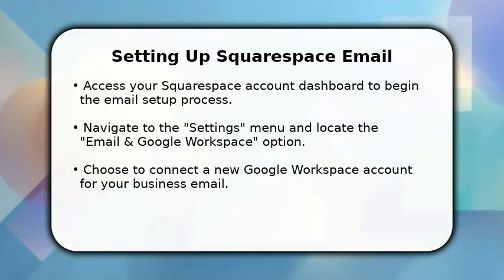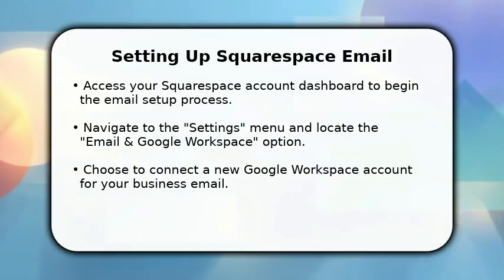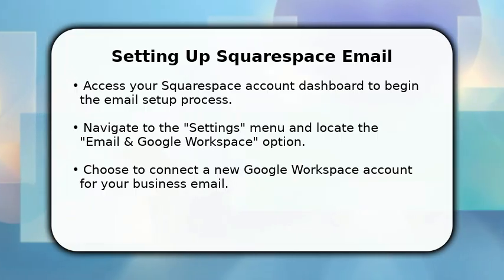In this video, I will explain how to set up a business email with Squarespace. First, log into your Squarespace account and go to your dashboard. From there, find the Settings menu, usually on the left sidebar. Within Settings, you will see an option labeled Email and Google Workspace. Click on this to start the process.